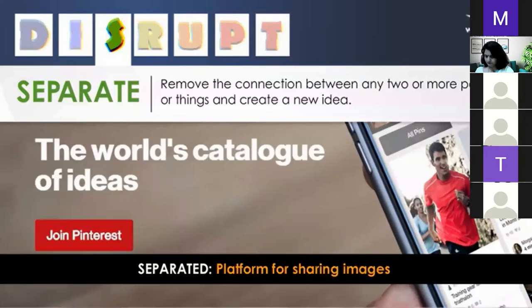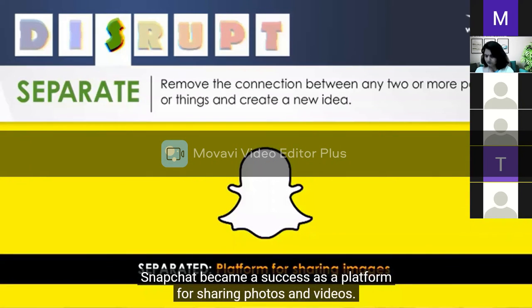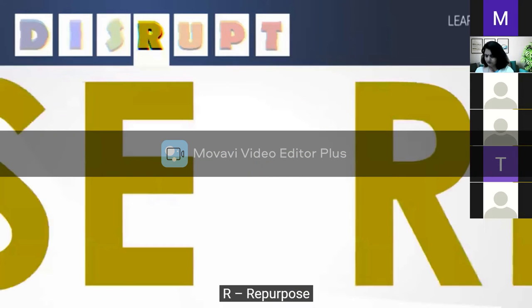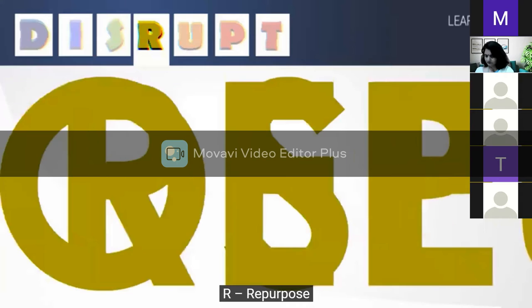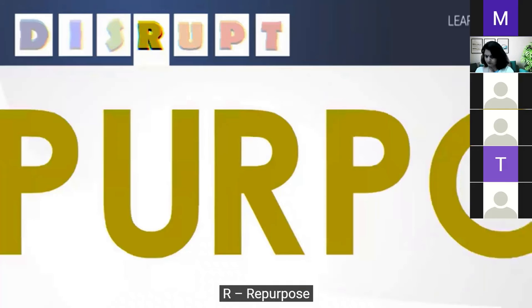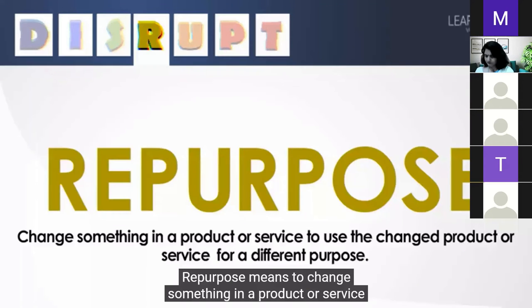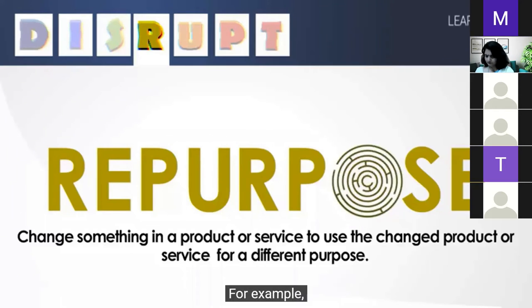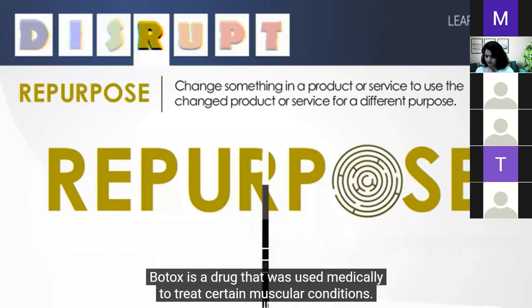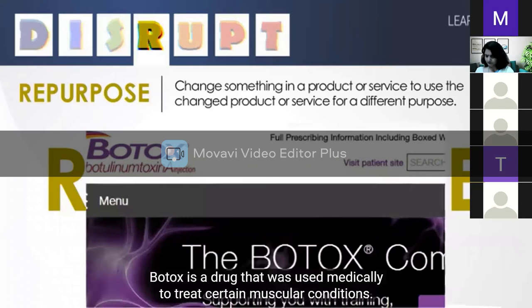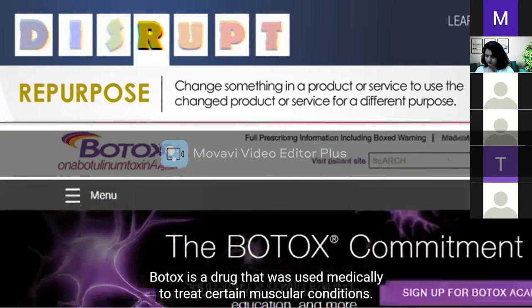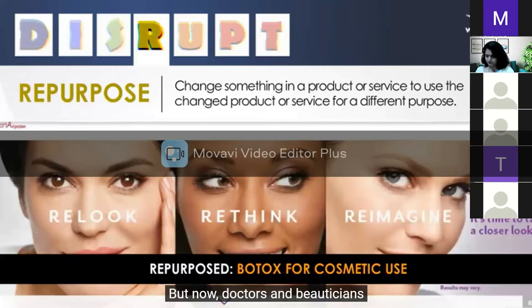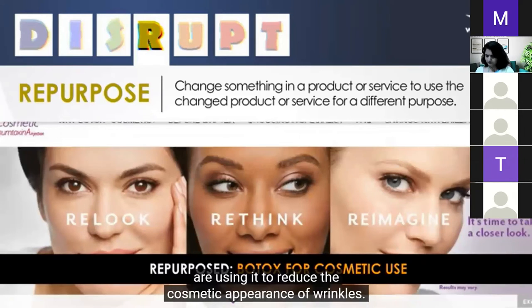In the same way, Snapchat became a success as a platform for sharing photos and videos. R, repurpose. Repurpose means to change something in a product or service so that it can be used for a different purpose. Use an idea in a completely new area or application. For example, Botox is a drug that was used medically to treat certain muscular conditions.